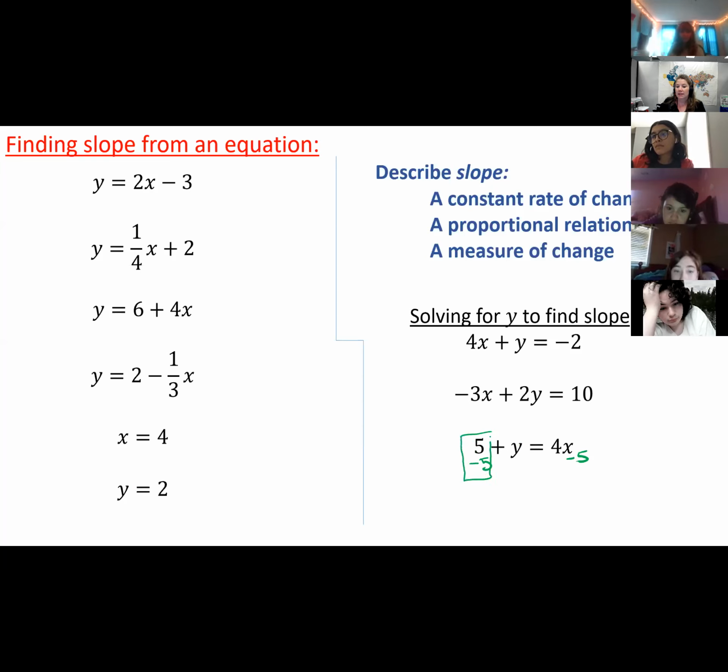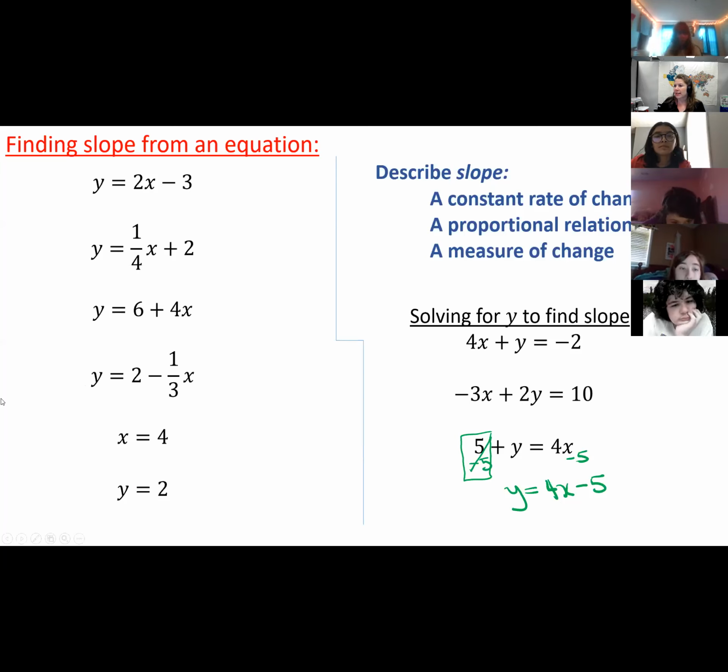This is gone, right? Do I have my y by itself? I'm going to bring down y equals and 4x. 4x is positive. 4x minus 5. Am I finished? Is y by itself? Yep, y is by itself. So now, what is my slope? It is 4, right? All right, that one was a lot easier, wasn't it, than the second one?